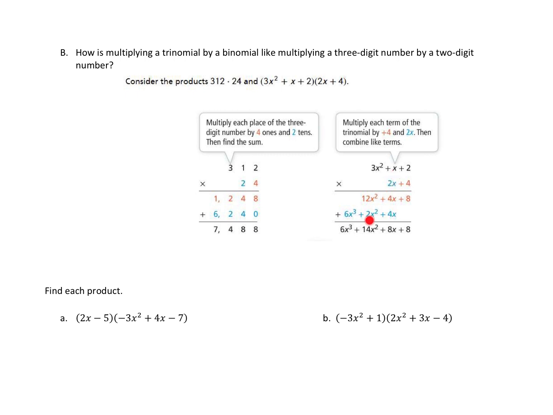2x times x is 2x squared, right below the 12x squared. 2x times 2 is 4x, right below the 4x, and then we add. The 6x cubed, these added to give us 14x squared. We added these to get 8x, and the 8 just carries down.